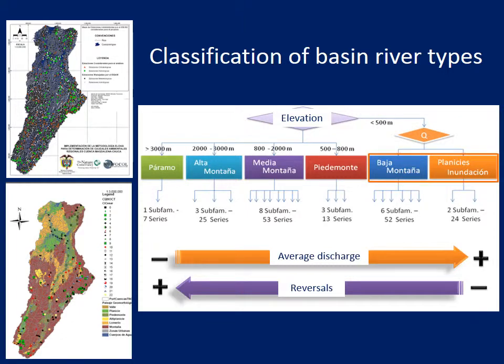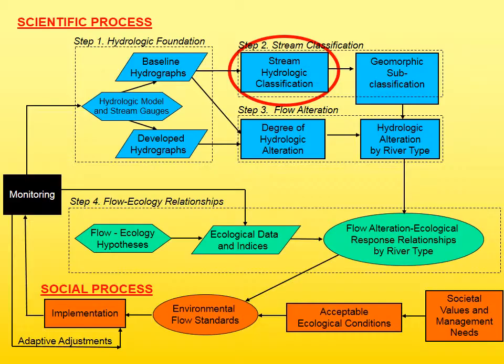And also, of course, elevation played a key role. For 2 of the river types, they really are on the lower mountains and floodplain areas. So very distinctly different based on elevation as well. So then we could work with those flow types and say, for these river types, we can set environmental flow standards per type of river within this whole large basin of the Magdalena. So that's a little bit about classification of river types.